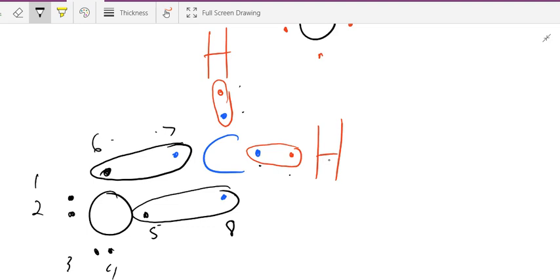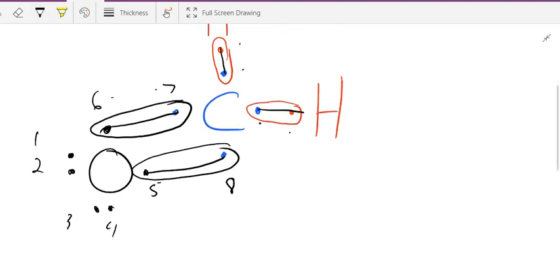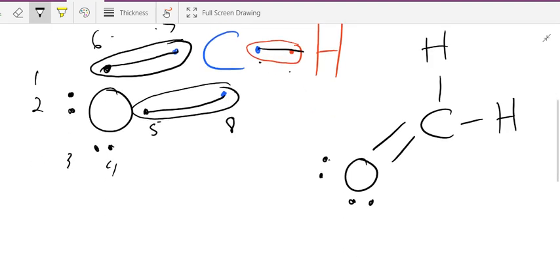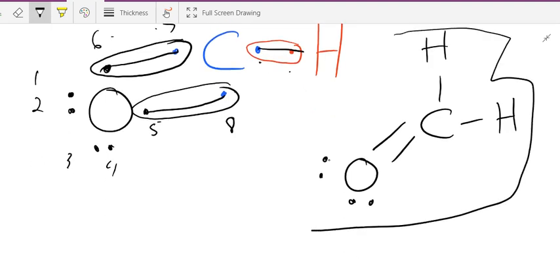So we do the same that we did before. We connect the dots just like this. And we draw it out. C, H, H. Double bond to the O. And I have my 2 on this side and the 2 extra ones on this side. And that is the answer. That's how you draw the covalent bonded formaldehyde.